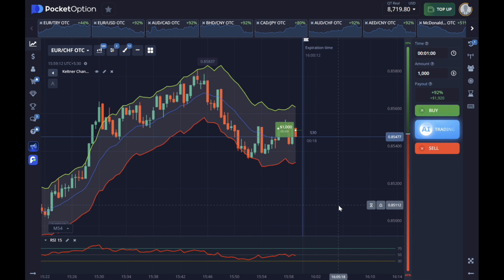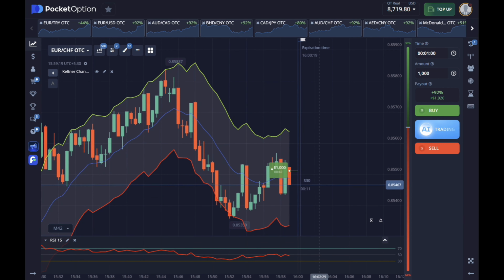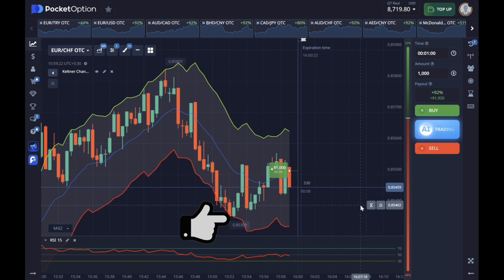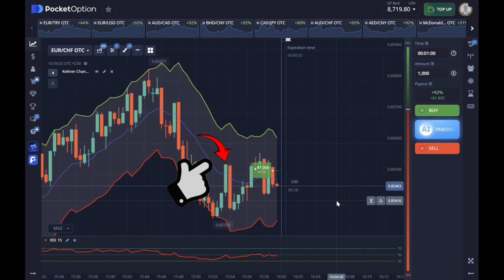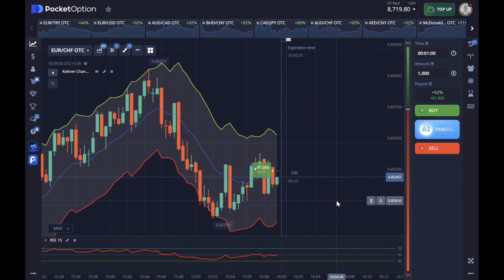I calmly placed a buy trade here because the market was already in a strong downtrend with consecutive red candles. Then the price touched the lower band of the Keltner Channel and formed a rejection wick. This was a signal that sellers were getting weak and buyers were becoming active. After that, a green bullish candle formed, closing near the middle line, indicating a momentum shift. The RSI was also near the oversold zone, meaning buying pressure was increasing in the market. With this confirmation, I took a buy trade here, expecting the price to pull back upwards in the short term.